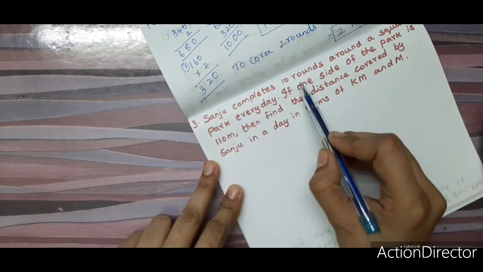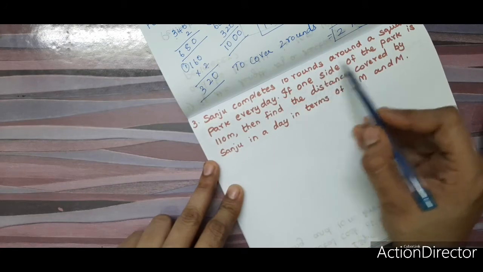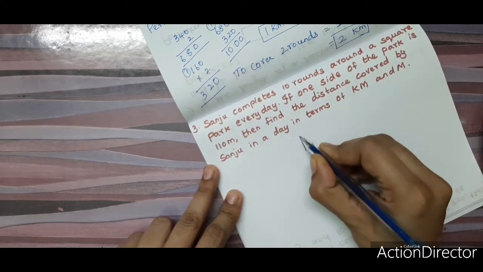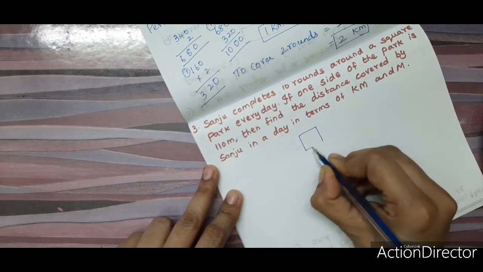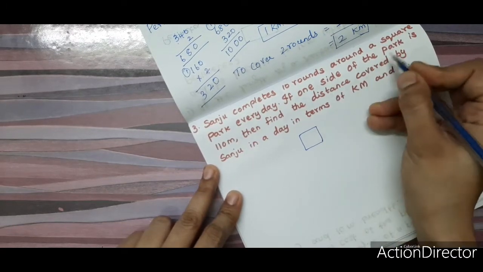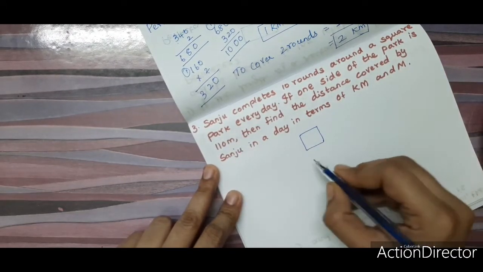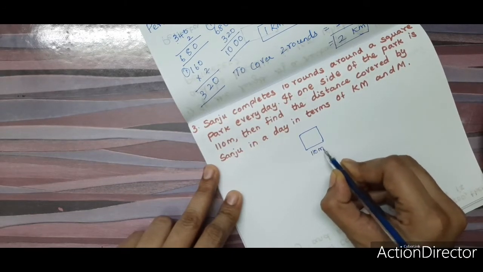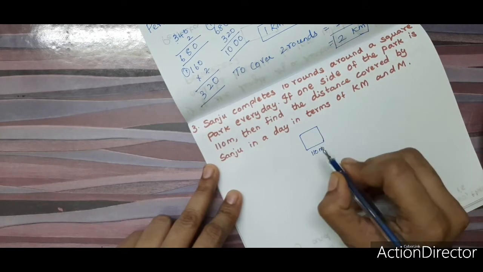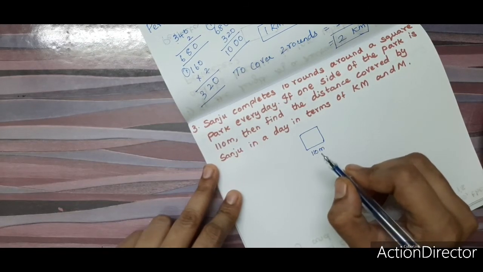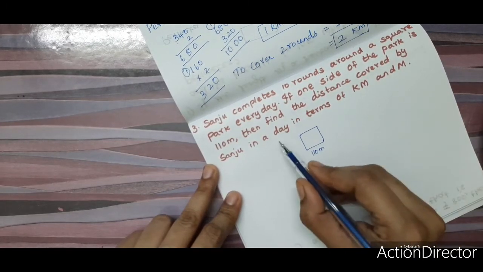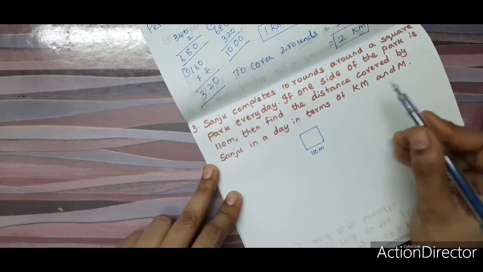Sanju completes 10 rounds around a square park. What is that? A square park. For a square, all sides are equal. If one side of the park is 110 meters, then all the other sides are also 110 meters, because all 4 sides are equal in length for a square. Then find the distance covered by Sanju in a day in terms of kilometer and meter.